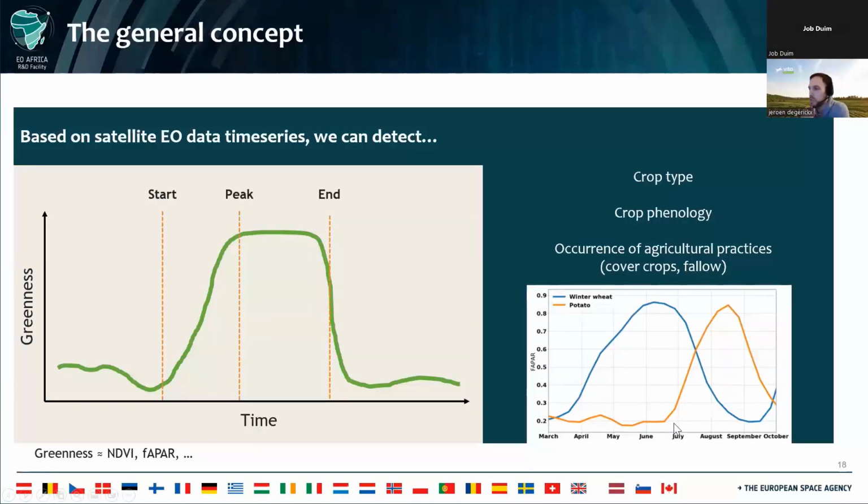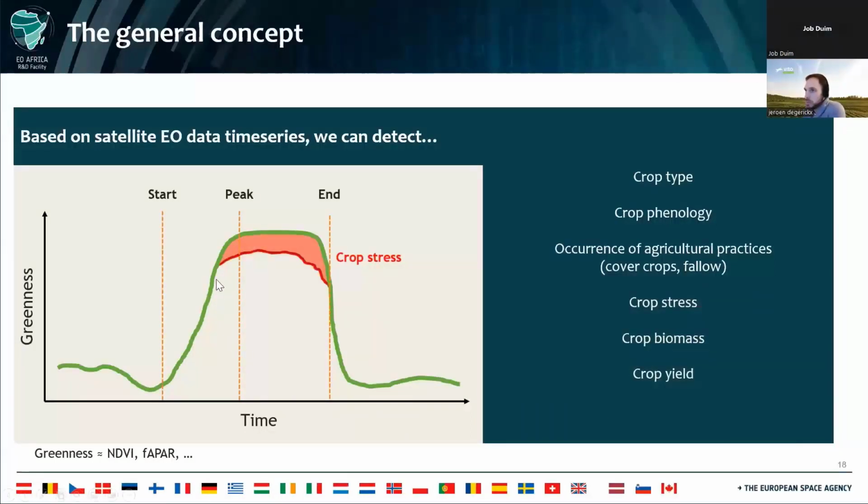So based on these timing differences of key phenological stages, you can usually make pretty well the distinction between different crops. Also, obviously, in case of this blue curve, you see the main growing season here, and then there's the start of a peak here, end of September. So based on this, you can also conclude that there's a cover crop being planted by the farmer after the main cropping season. Another thing you can derive based on the amplitude of this curve is crop stress during the growing season. And once you have the curve for an entire growing season, the area under the curve is very closely related to crop biomass and in a sense then also to yield.